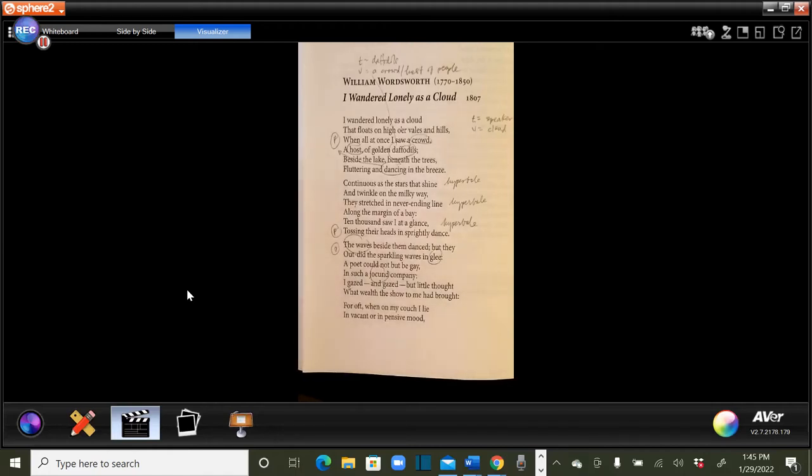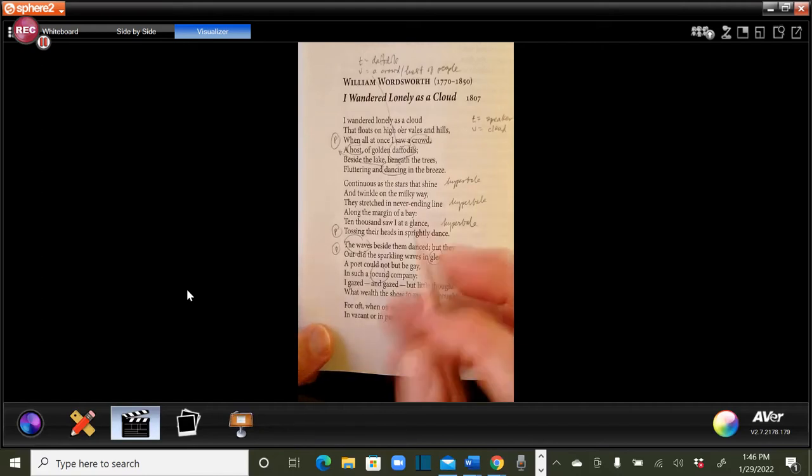Okay, so I gazed and gazed. This little parenthetical, rhetorically speaking, that insertion of gazed and gazed, suggests the length of time that he stood there and looked at the scene. Because if he just says it once, I gazed but little thought, you rush too quickly past the active verb that he wants you to pay attention to. But little thought what wealth the show to me had brought.